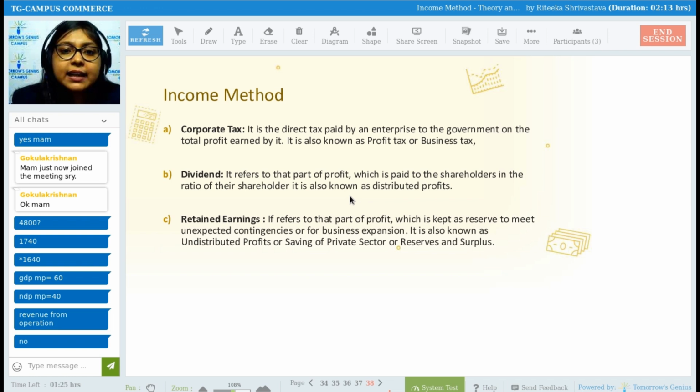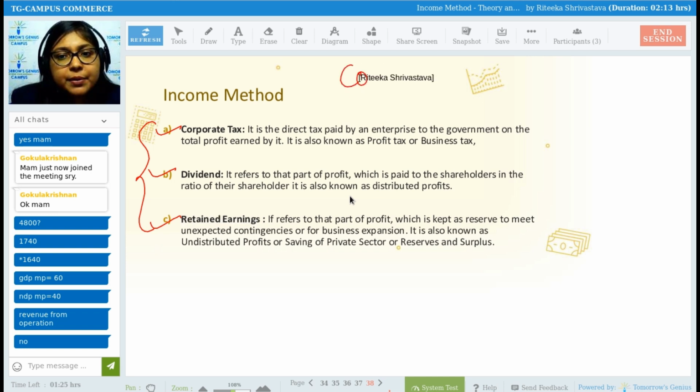So now profit is again divided into three parts, that is corporate tax, dividend and retained earnings. Like how compensation of employees had three parts: wages, salaries in cash, wages, salaries in kind, and a social security scheme. Likewise, profit is also divided into three parts: corporate tax, dividend, retained earning.